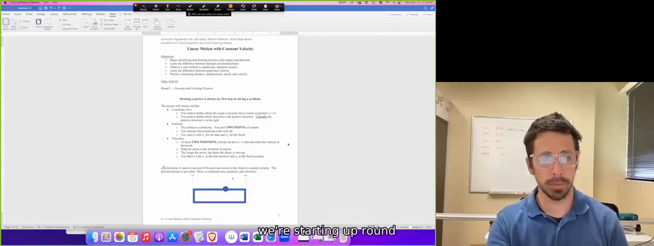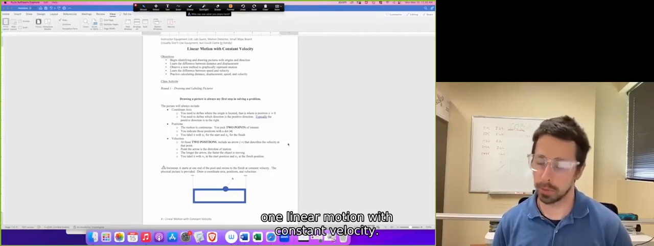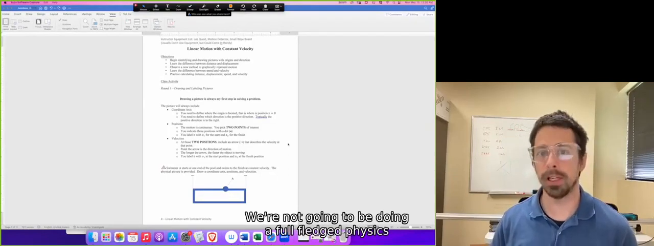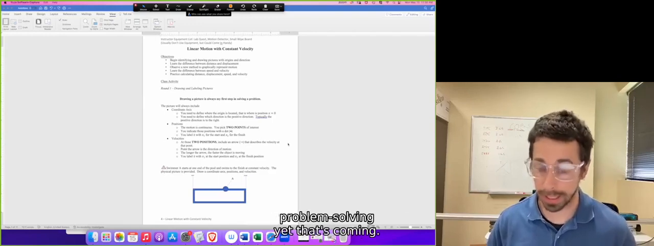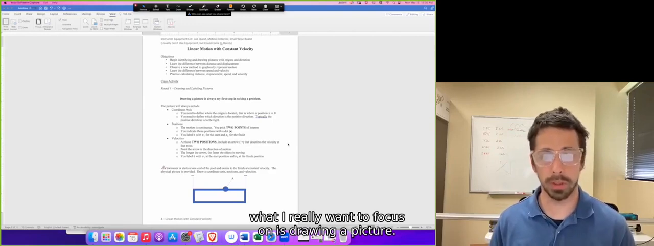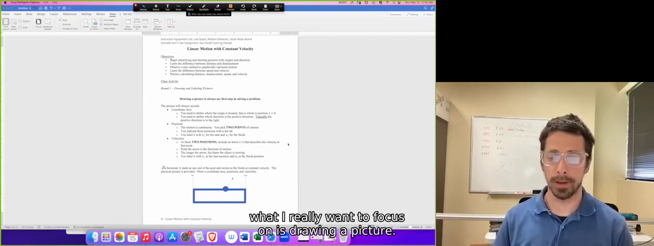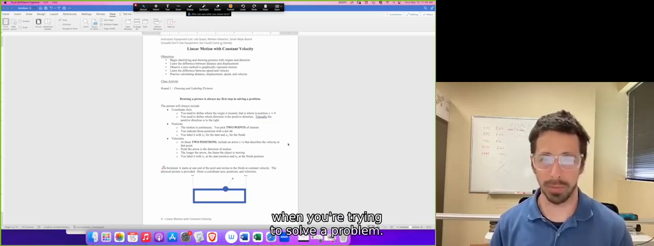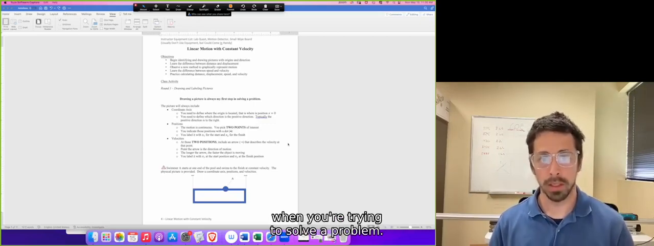We're starting up round one, linear motion with constant velocity. We're not going to be doing full-fledged physics problem solving yet. That's coming. But in round one, what I really want to focus on is drawing a picture. Drawing a picture is always the first step when you're trying to solve a problem.